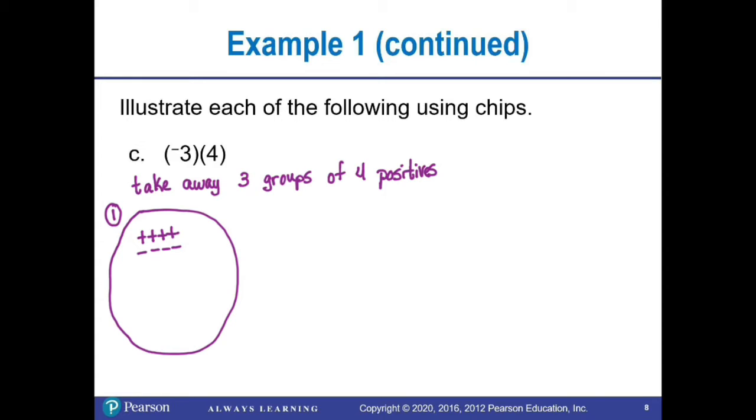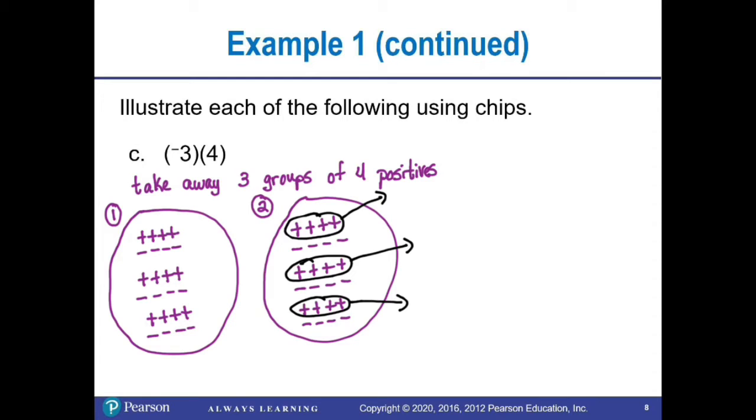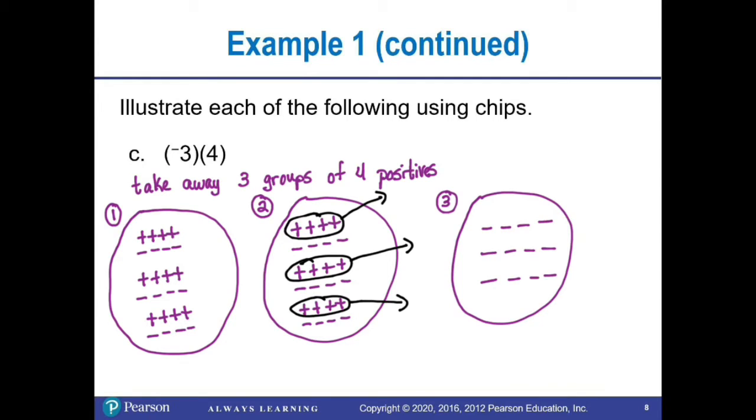So here's one group of positives and negatives, one group of 0. Here's a second group of 0, and a third group of 0. Now notice that I have 3 groups of 4 positives that I can take away. So I'm going to take away one group of 4 positives. Notice that I circled it and drew an arrow pointing out to show that I'm taking that group away. Here's my second group of 4 positives that I'm taking away, and my third group of 4 positives that I take away. This leaves me with 12 negatives in my set. And so my answer here is negative 12.